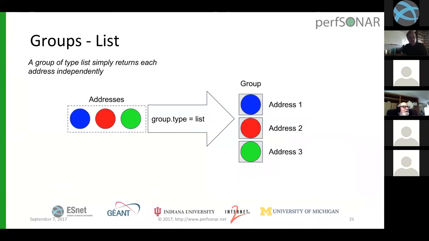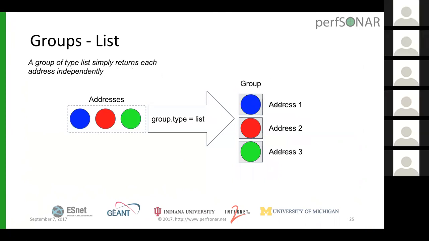Then we have a new one in PSConfig that does not have an equivalent in MeshConfig called list. This is actually just a one-dimensional group where it takes the input addresses and spits out the single items. Part of the motivation for this is if you have something like an SMP test that's just creating a single interface as opposed to a source-destination pair, you really just need one address. So this allows you to just iterate through things.